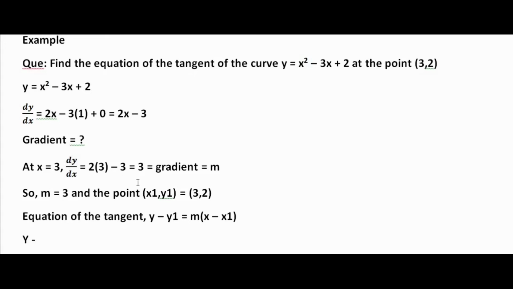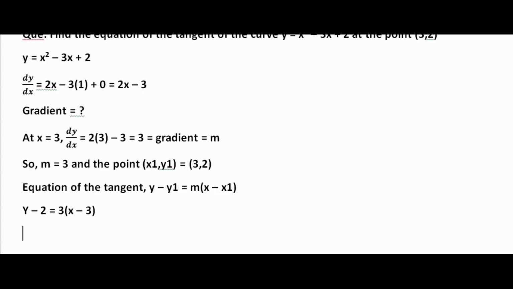That is y minus 2, because y1 is 2, is equal to m. M we already found as 3, that is 3 of x minus 3, because x1 is 3. Now we have to simplify it. We get y minus 2 is equal to, expand the bracket, 3x minus 9.